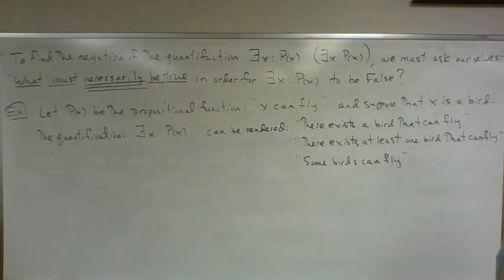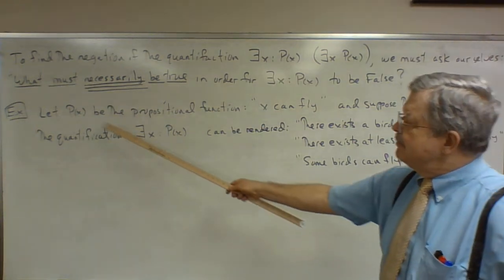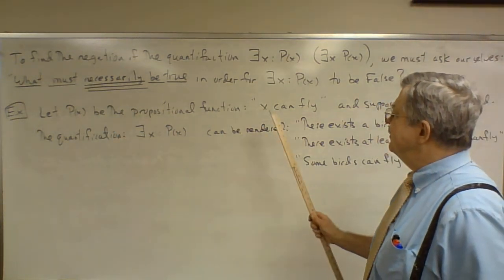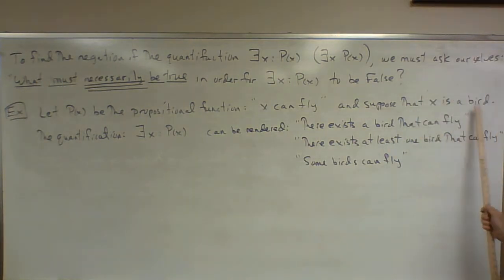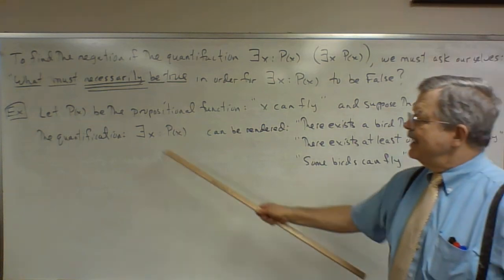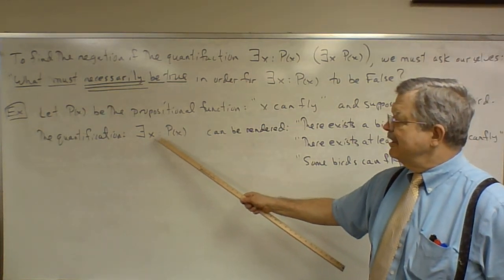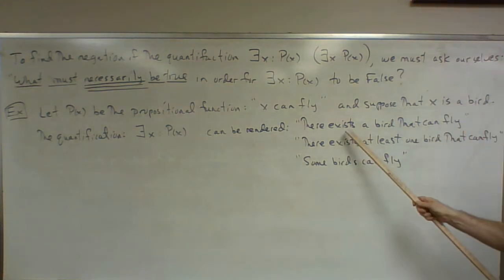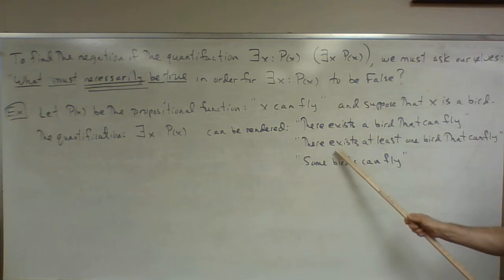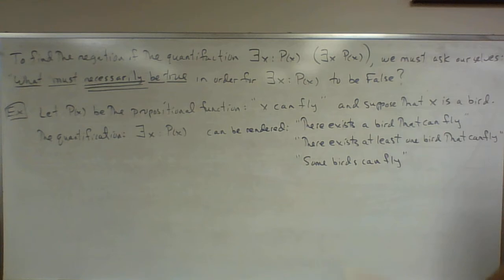Now let's consider an example. Let P of x be the propositional function x can fly. And suppose that x is a bird. So the quantification, there exists an x such that P of x is true, can be rendered, there exists a bird that can fly. Or there exists at least one bird that can fly. Or it can be rendered, some birds can fly.